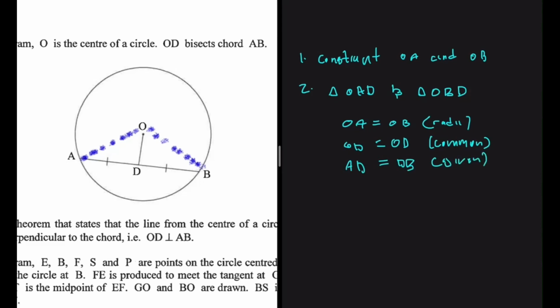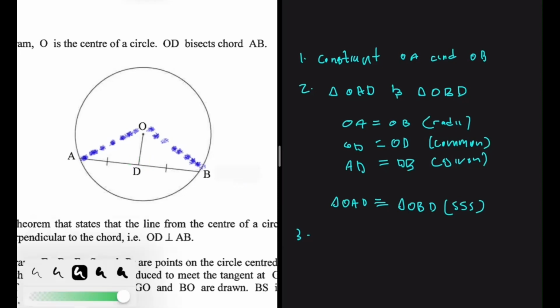So if those 3 sides are equal, we can then conclude that triangle OAD is congruent to triangle OBD. And why are we saying that? Side, side, side. All 3 sides are equal to each other. And now we can move to the last step. What do we know about perpendicular lines? We know that if 2 lines are perpendicular, then where they touch, they should make an angle of 90 degrees. So if we can prove that we have 90 degrees right there, then beyond reasonable doubt, OD is perpendicular to AB.